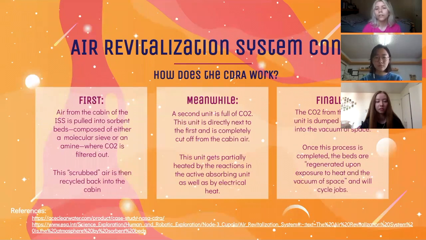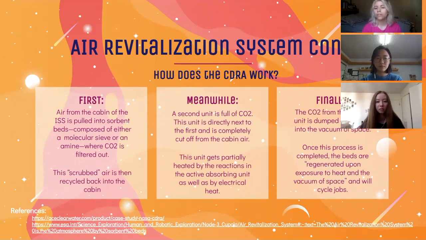So how does the CDRA work? First, air from the cabin of the ISS is pulled into sorbent beds composed of either a molecular sieve or an amine, where CO2 is filtered out. This scrubbed air is then recycled back into the cabin. A second unit, meanwhile, is full of CO2.